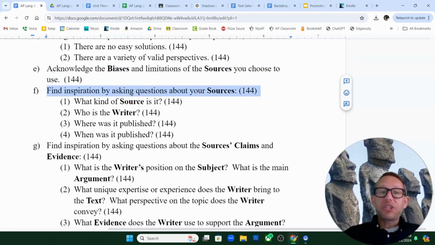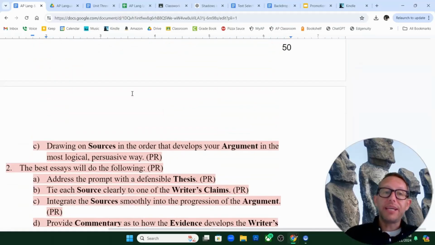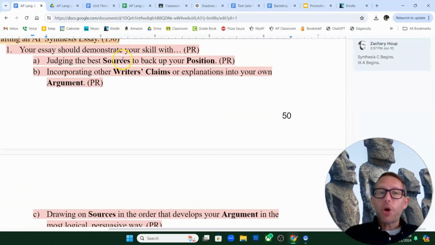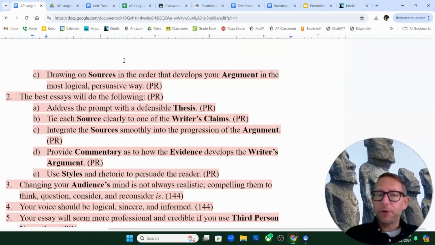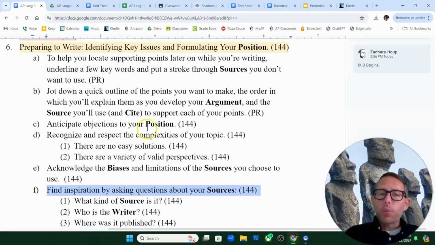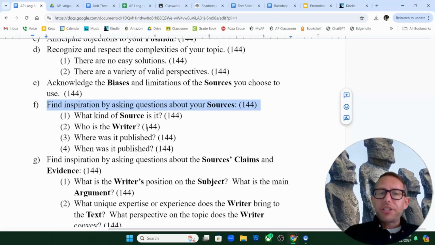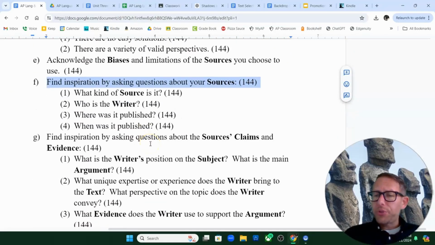Go ahead and find inspiration by asking questions about your sources. That's not a bad thing, and it's not a bad thing to bring up as well, because you do have to establish why you chose the sources that you chose to some minor degree, perhaps. Remember, that was one of the things that we talked about in the previous day's conversation. You need to know how to judge the best sources to back up your position. So it might be something worth mentioning to tell us why you chose the source, or what makes them a good source.